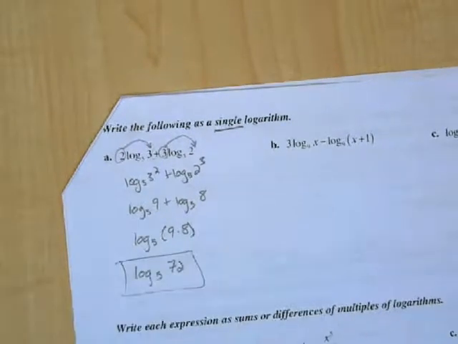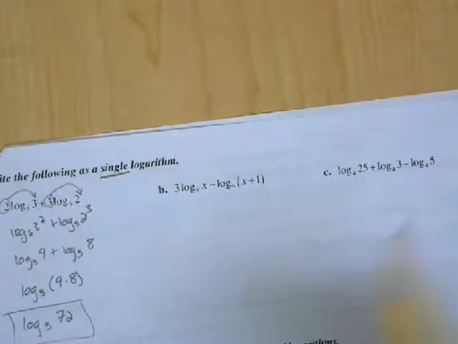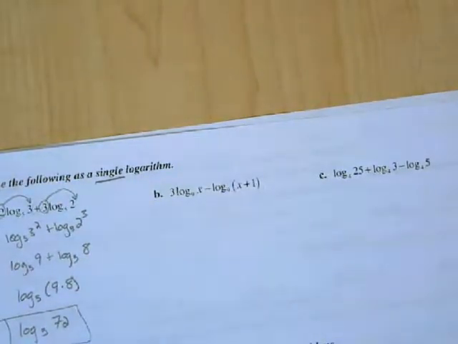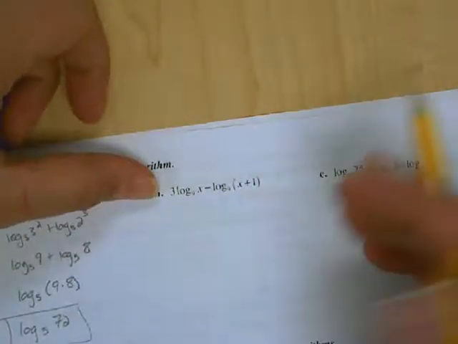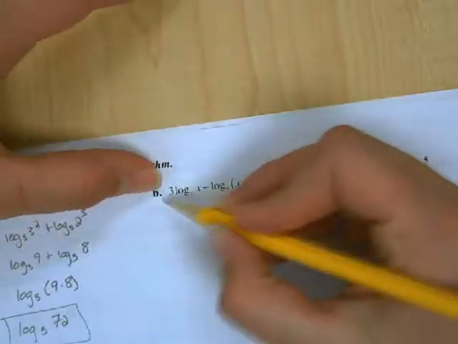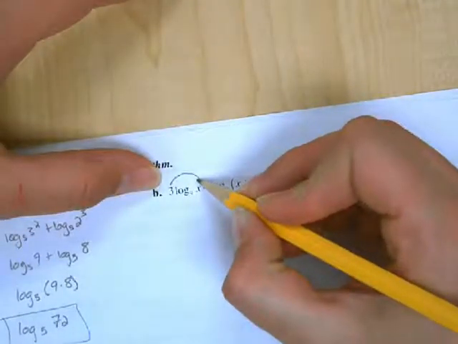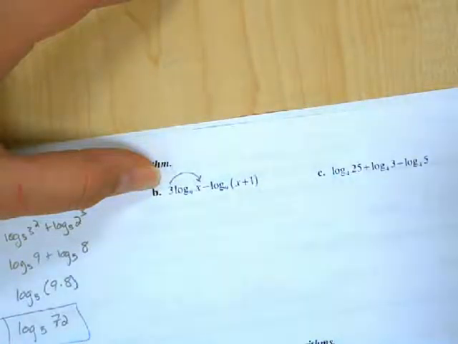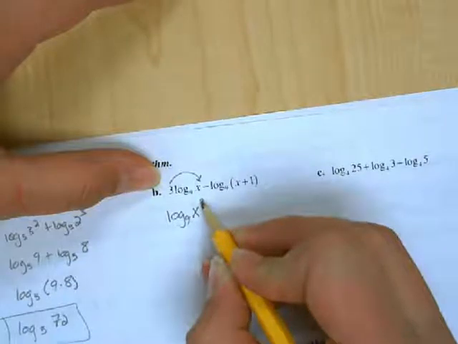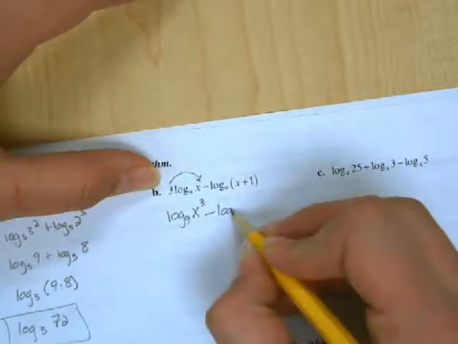Same thing here. Anytime I'm trying to write it as a single logarithm, I will start with moving the number up. That's super important. Otherwise, your life is going to get a lot more complicated than it needs to be. Start by moving that number up, back to the exponent spot. So, log base 9 of x cubed minus log base 9 of x plus 1.